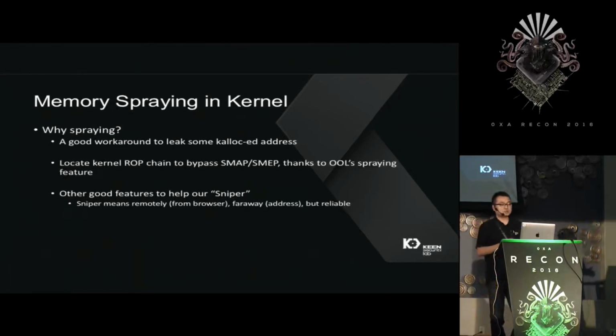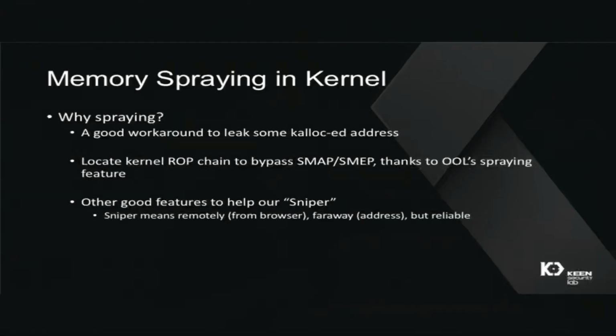After we found that, we should ask ourselves why we need spraying. If you have a very good approach to memory spraying, you have a workaround to leak some kalloc addresses, because to bypass SMEP and SMAP, you have to leak some kernel address, and at those addresses you need some controllable data to prepare the ROP chain or something like that. Besides those reasons, there are also some very good features which Flanker will introduce later to help our sniper realize the final pwn. So we will introduce a case study.